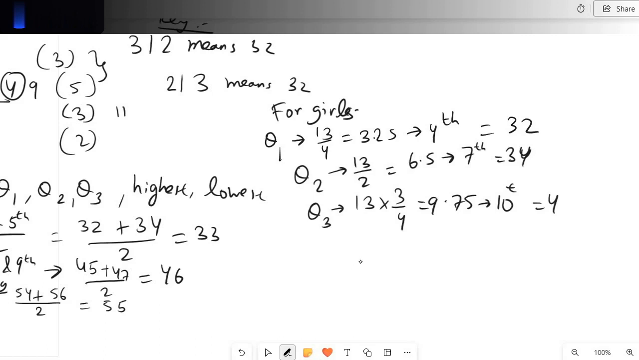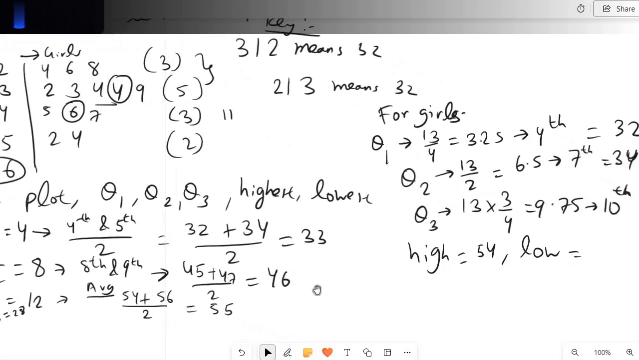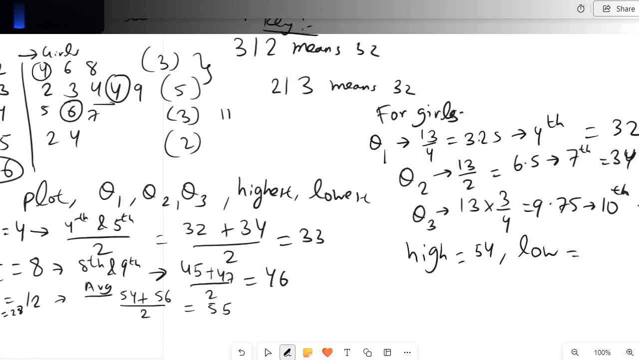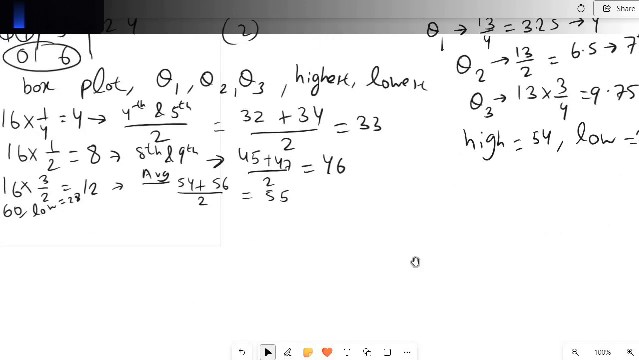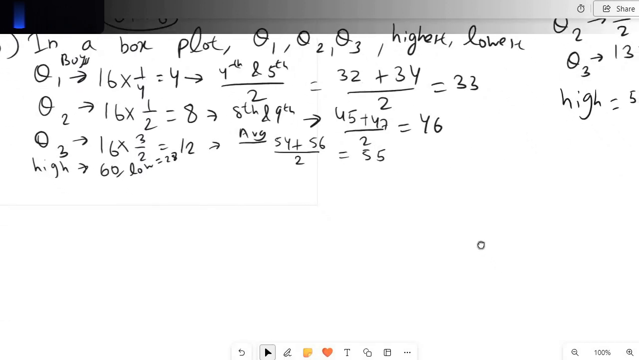And now we have found the quartiles for the girls, and the highest value is going to be 54, and the lowest value is going to be 24, as you can see here. So you can write this down. So here we have all of the data. We can draw a box plot for this.